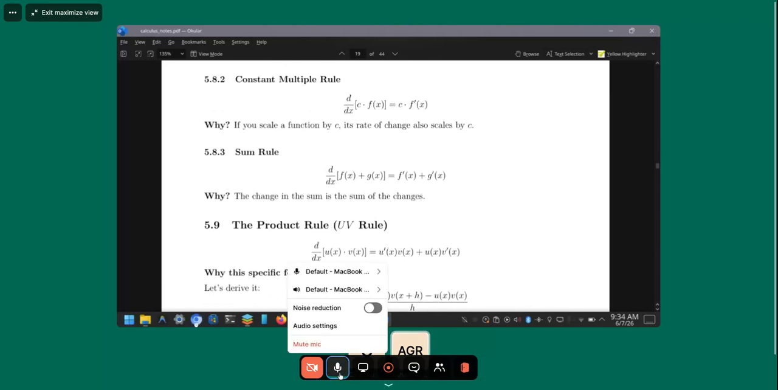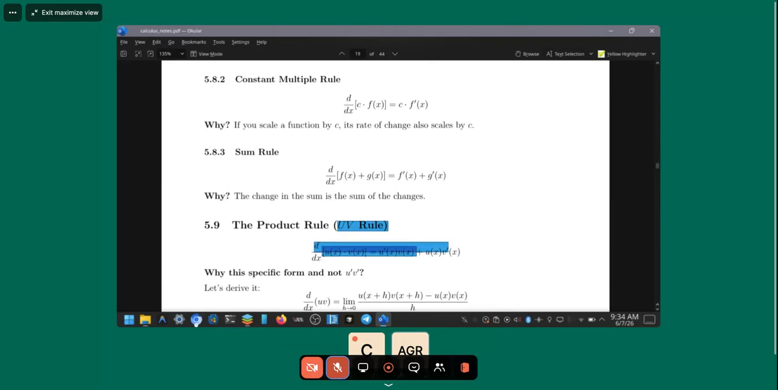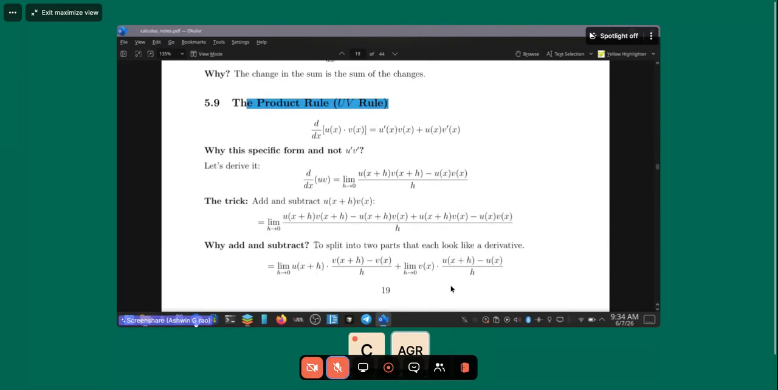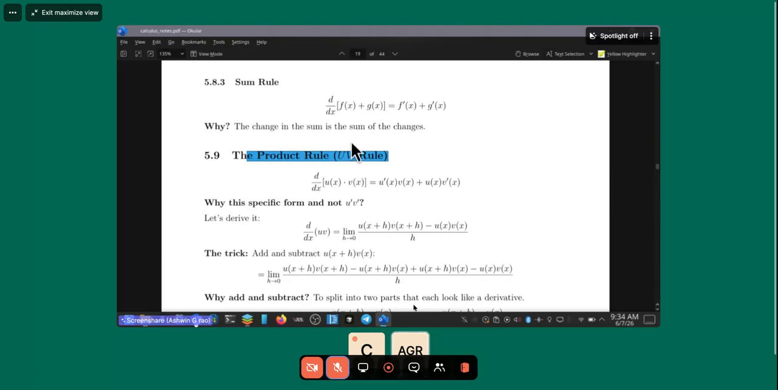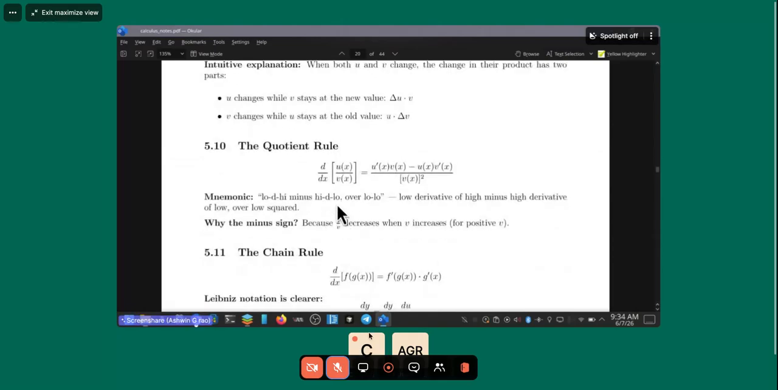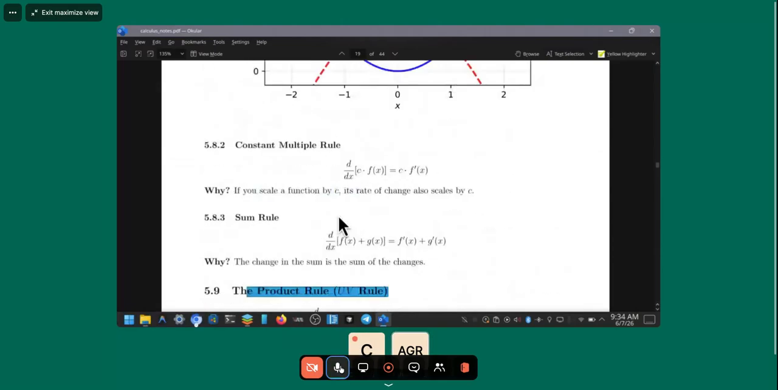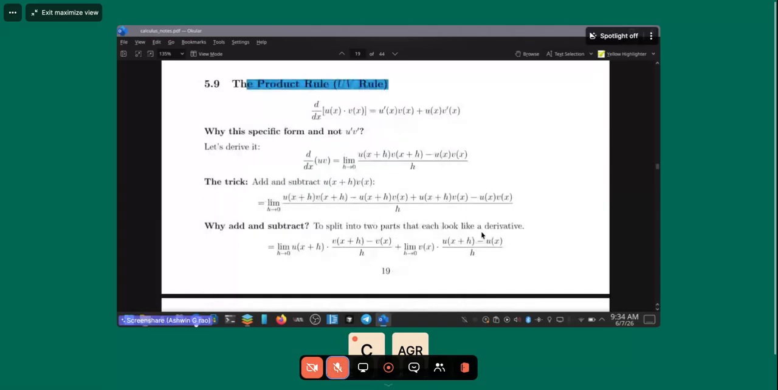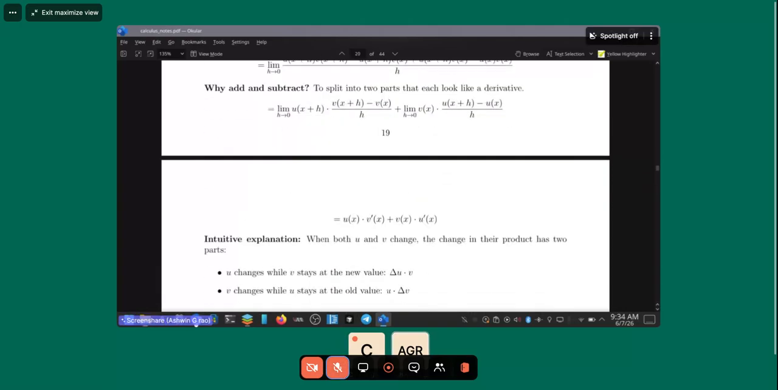This UV rule is just the product rule, a shorter form for the product rule, and there is also the division rule. This is the corresponding formula, sir. These are the quotient rule. This UV rule is the product rule's short form. Okay, carry on. Here's the derivation.